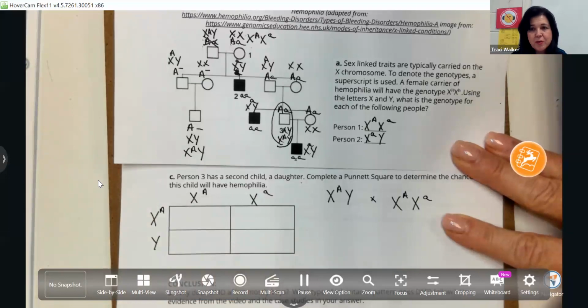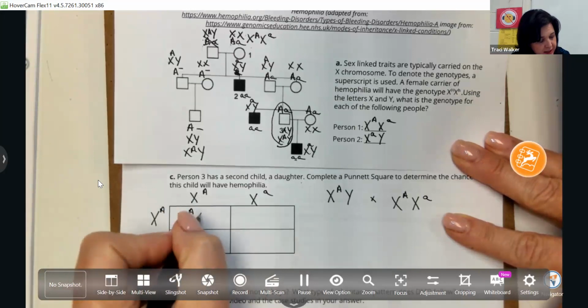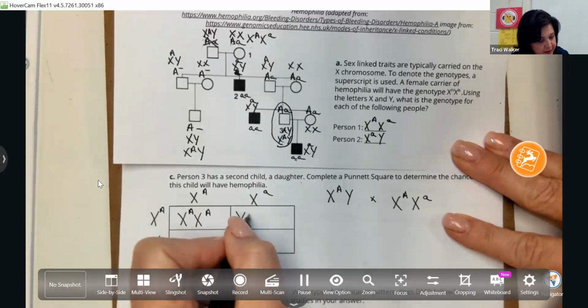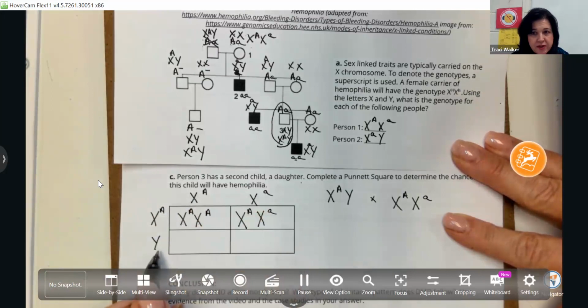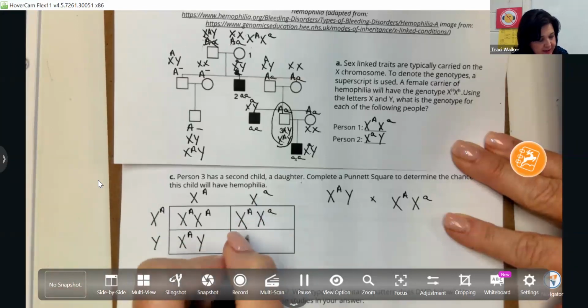So this is how you do a Punnett square if it's a sex-linked trait, because you have to consider whether it's a male or a female on these traits. So let's bring in our X big A, bring down another X big A, bring over X big A, bring down X little a. The X always goes first. So bring down X big A and bring over your Y. Bring down X little a, bring over your Y.